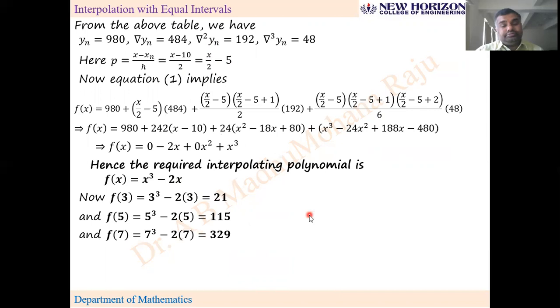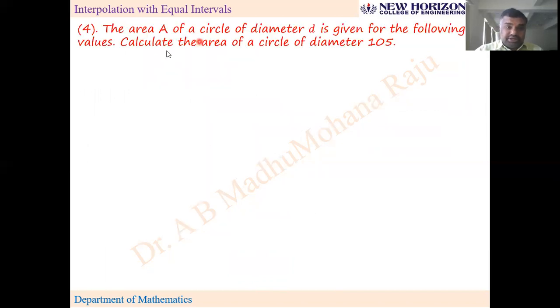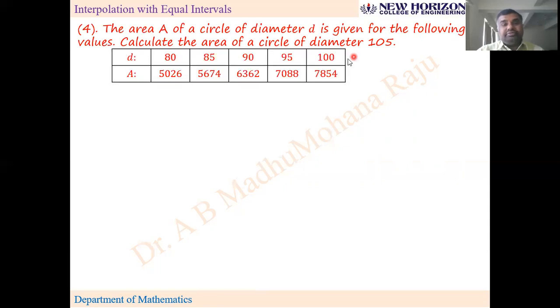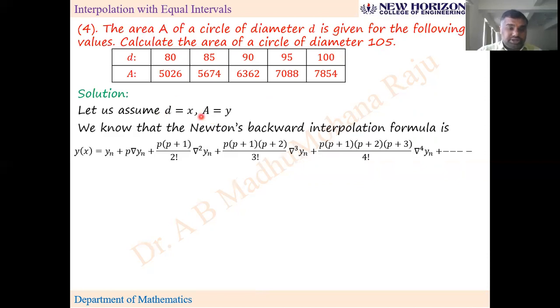Okay. Next problem. The area A of a circle of diameter d is given for the following values. Calculate the area of a circle of diameter 105. The areas are given for diameters 80, 85, 90, 95, 100, and it is asked to find the area with diameter 105. 105 is nearer to the ending values, so you'll use the backward interpolation formula. Assume d is equal to x and A is equal to y. Why? Because we studied the formula in terms of x and y only.